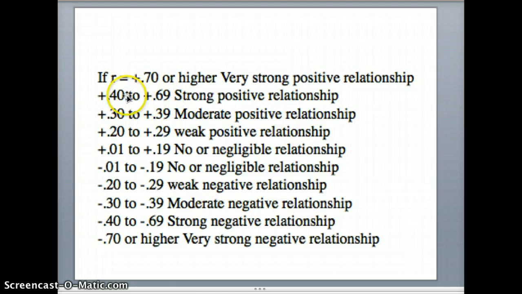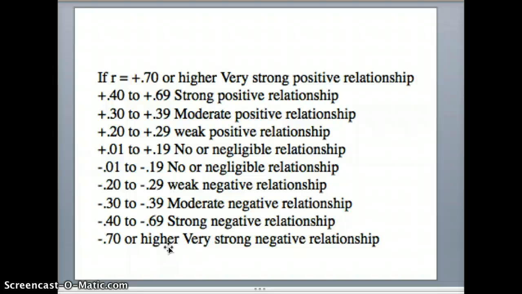Strong positive correlation is between 0.4 and 0.69, and strong negative from negative 0.4 to negative 0.69. Moderate is from 0.30 to 0.39, and negative 0.30 to negative 0.39, etc. So you can see that whether it's positive or negative, the sign doesn't matter as much in terms of the strength of the relationship. Correlations close to 1 or negative 1 are strong correlations. Close to 0 are negligible correlations, not much relationship.